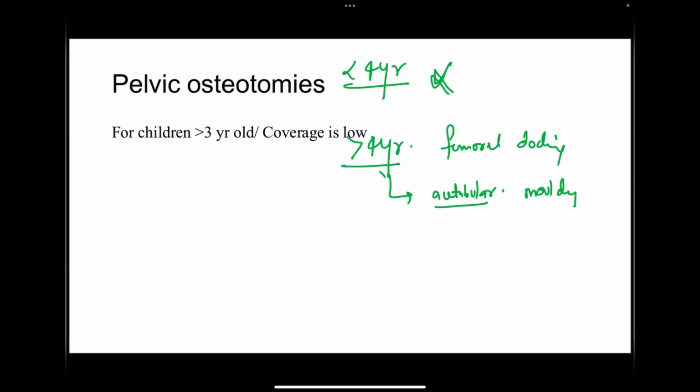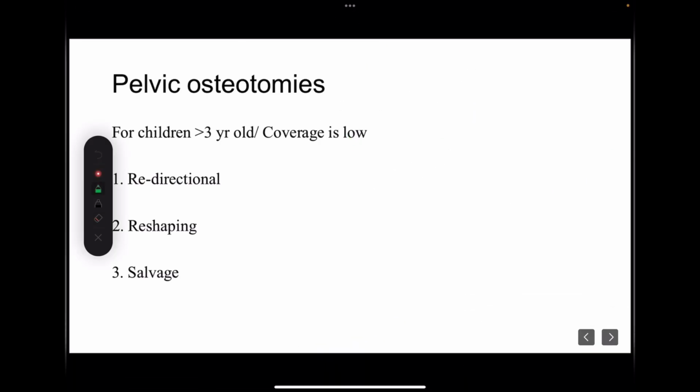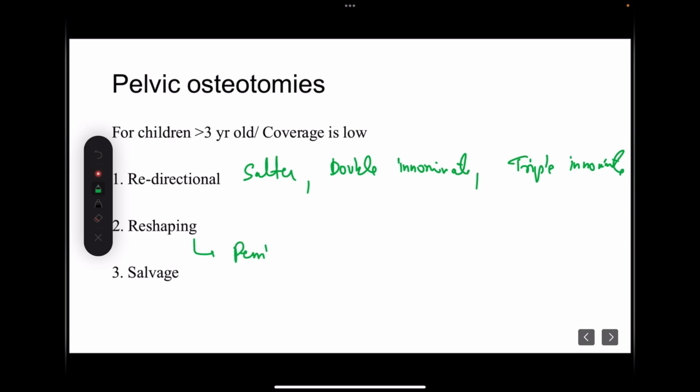And what these procedures are: 3 types of procedures have been described in literature. One is redirectional, another is reshaping, and the third one is salvage procedures. So redirectional osteotomies are mainly Salter, double innominate, and triple innominate osteotomy. One is Ganz osteotomy also. Coming to reshaping, there are Pemberton and Dega osteotomy. These are reshaping. And in the salvage category we have shelf osteotomy.